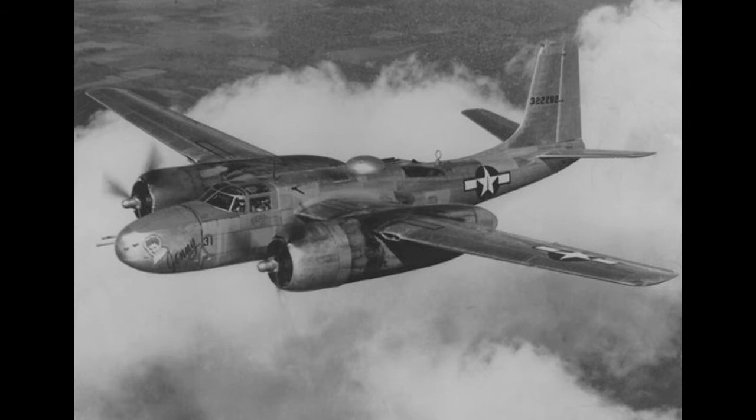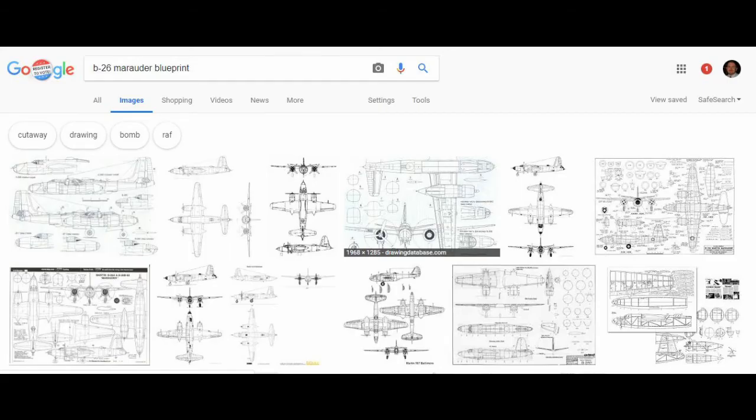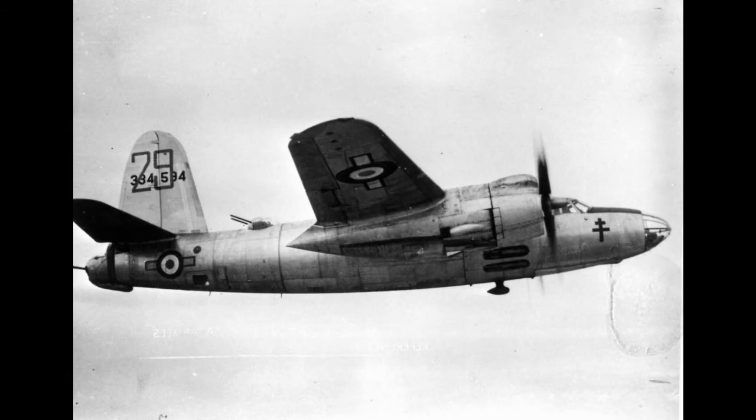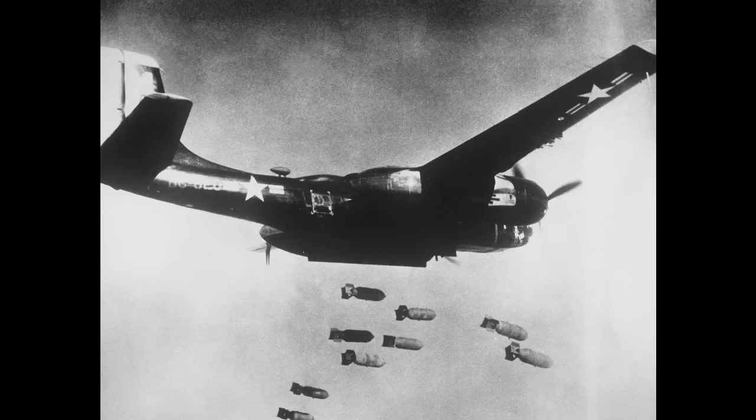The answer is yes. In fact, it's so confusing that typing B-26 Marauder into Google will return images of Invaders, and vice versa. When the Martin Marauder was introduced as a medium bomber, it was given the designation B-26. The Invader started out as the A-26, defining it as an attack-type aircraft.